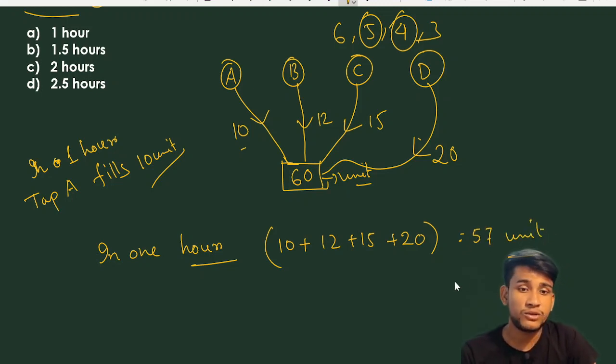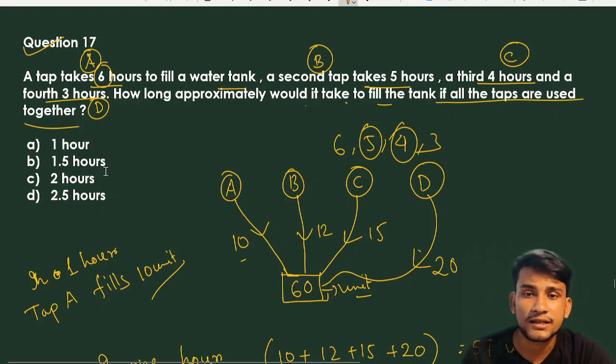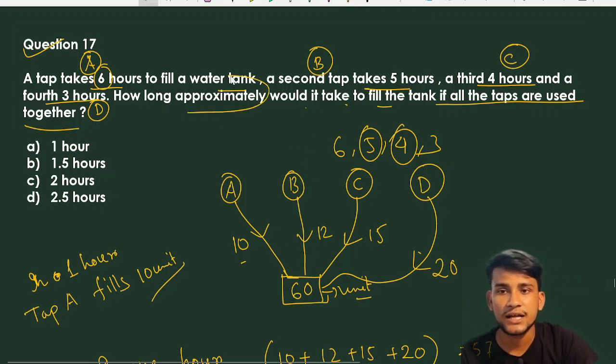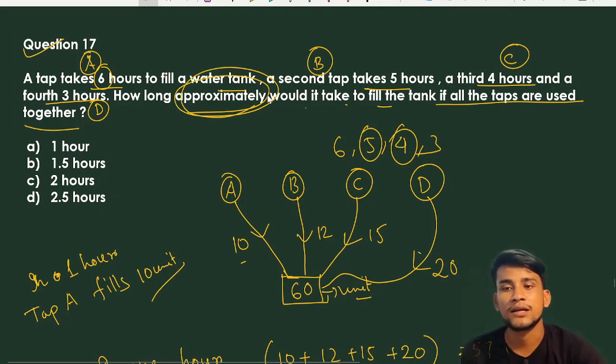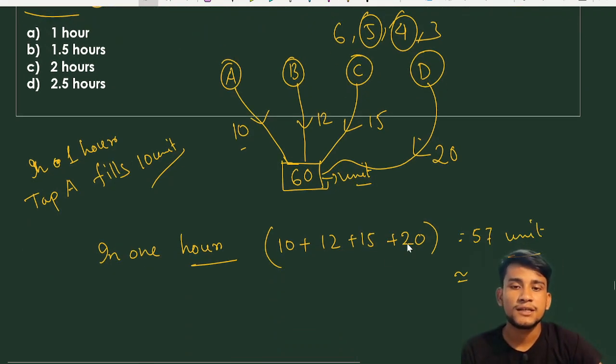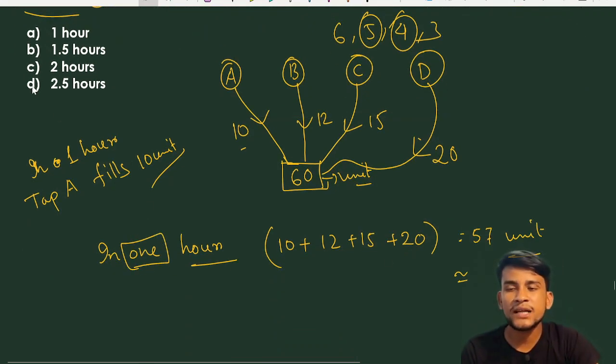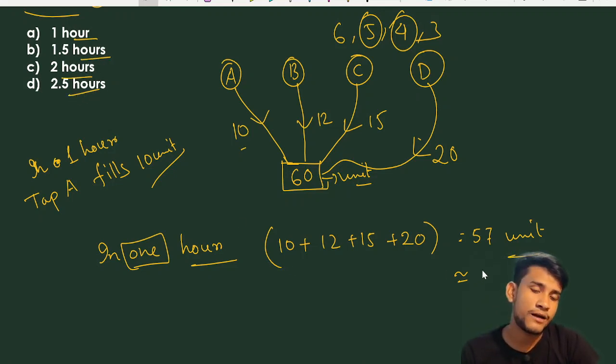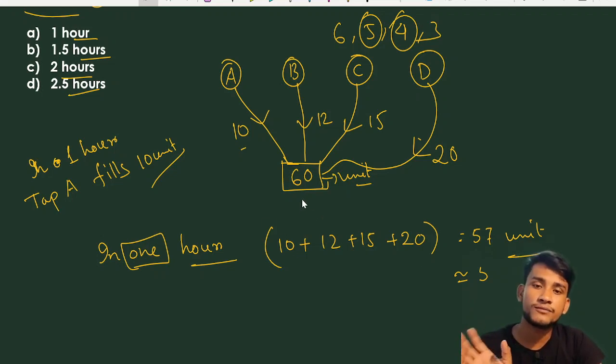Okay, and which is approximately near. In the question it says how long approximately. So that means in 1 hour, and see the options, in 1 hour, 1.5 to 2.5. This is the total unit, that is 57, which the 4 taps fill in 1 hour or in 57 minutes. But if we take this as 1.5 hours, then this is more than 60.